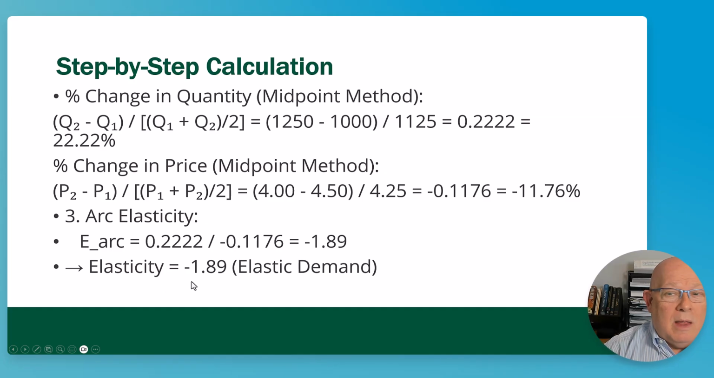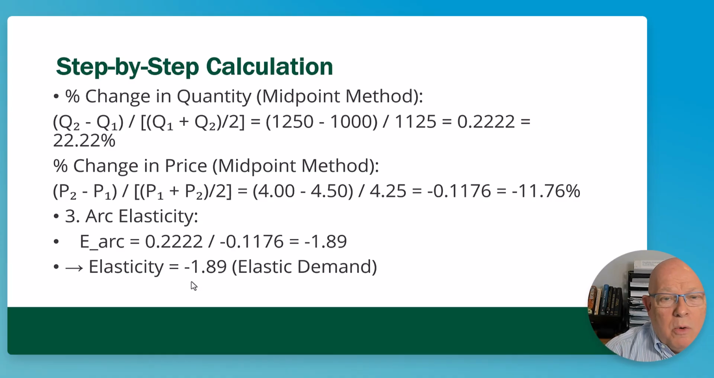So what does that mean? That basically means for every 1% change in price, the quantity is going to go up or down by about 1.89 times. That's very elastic. So it's above 1, so it's very elastic. It's negative because this is our own price elasticity.